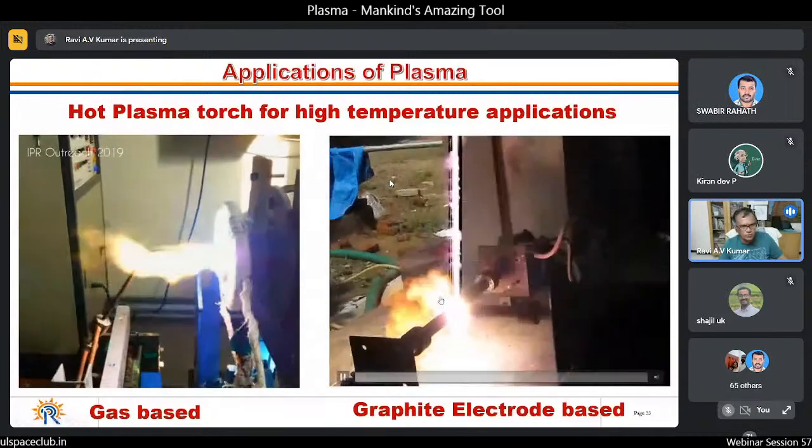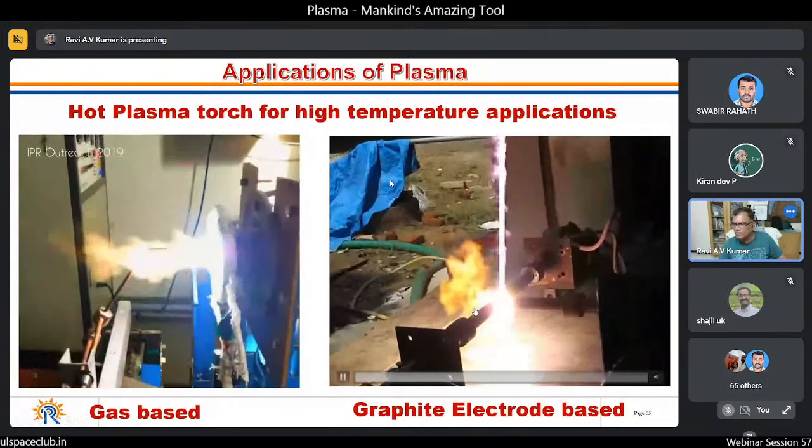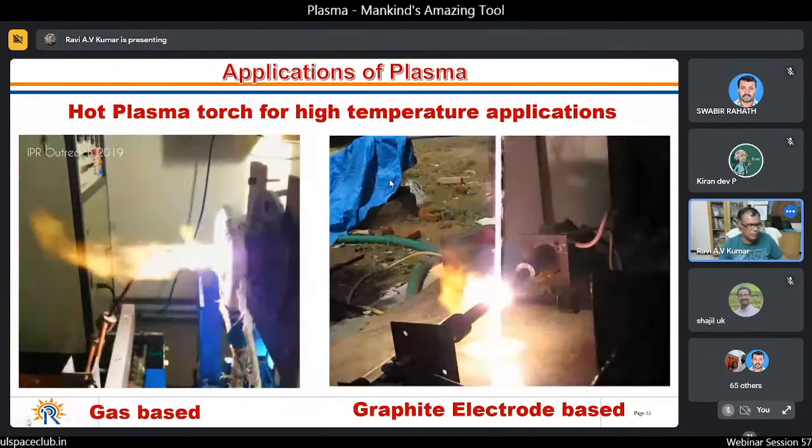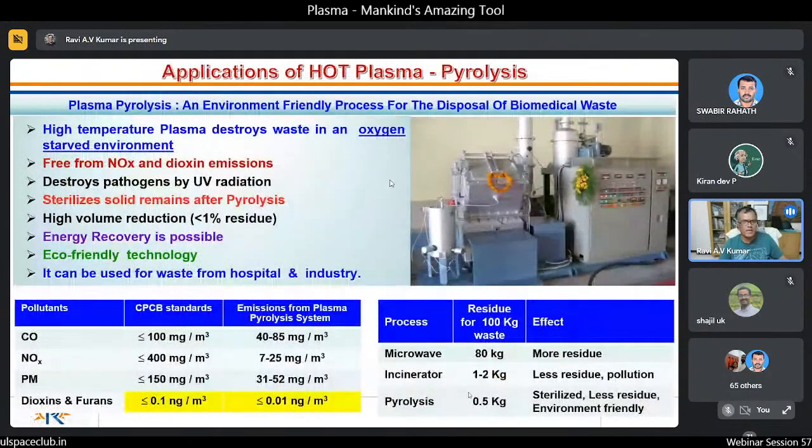The temperatures in this zone are anything between 5,000 to 10,000 degrees centigrade. These are purely industrial application materials. Now, one major application is plasma pyrolysis. Pyrolysis is where you break down material without oxygen. It is basically used for waste treatment.